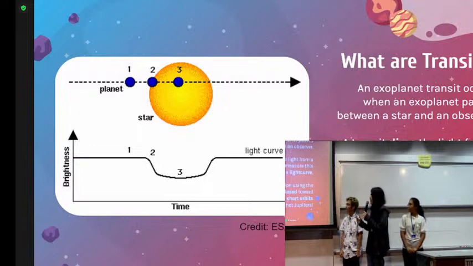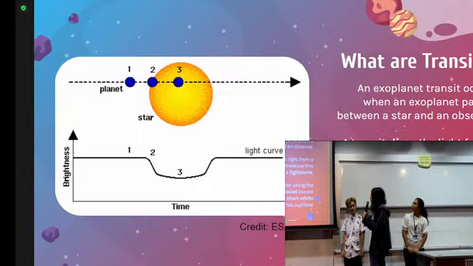Now, exoplanet detection using the transit method, which is what this is called, is biased towards larger planets with short orbits, much like a hot Jupiter.